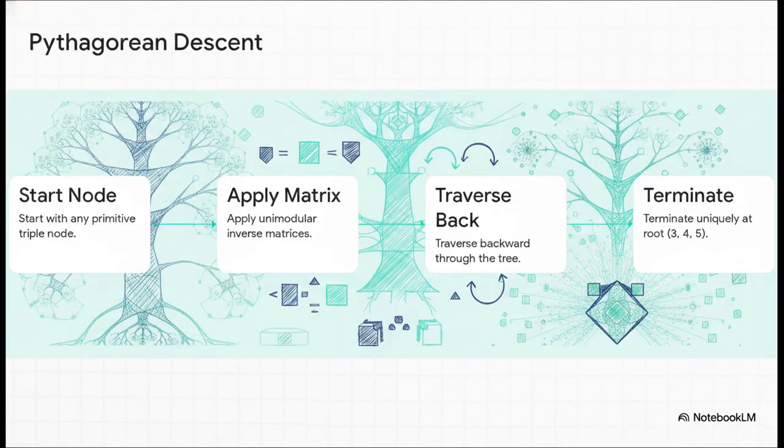But here's the catch. If we're dynamically generating infinite fractal coordinates for our data, how do we guarantee we won't lose anything? Well, the answer is an algorithm called Pythagorean descent. Because of that mathematical stability we just talked about, we can start at literally any primitive triple node deep in the infinite tree. By applying unimodular inverse matrices, we can just traverse backward. And since the math is absolute, this descent must be finite. It is guaranteed to terminate uniquely right back exactly where we started, at the root node of 3, 4, 5. The math literally ensures you can never lose your data.